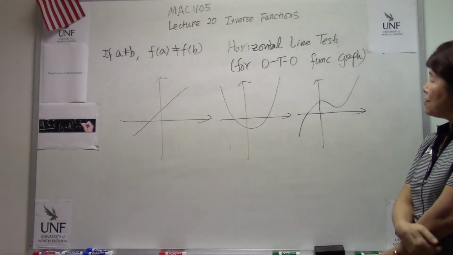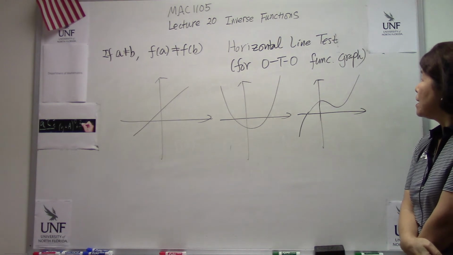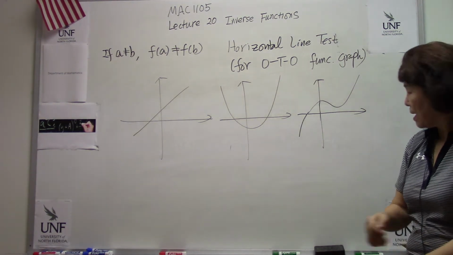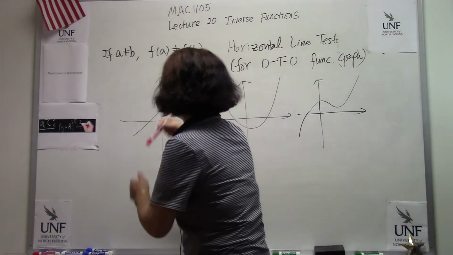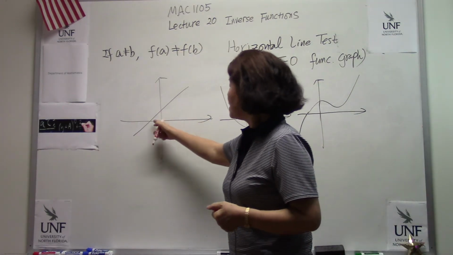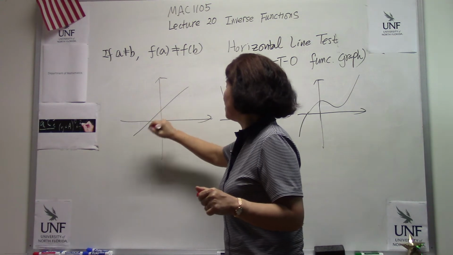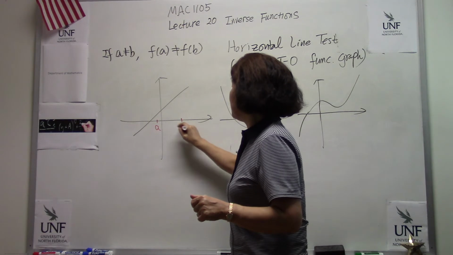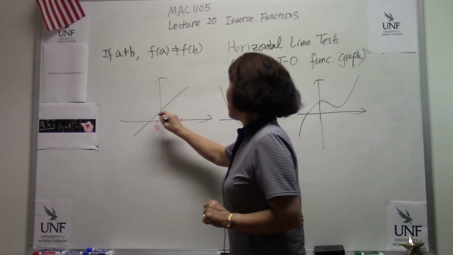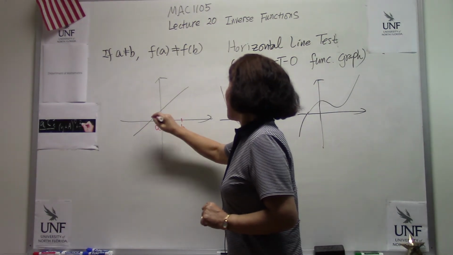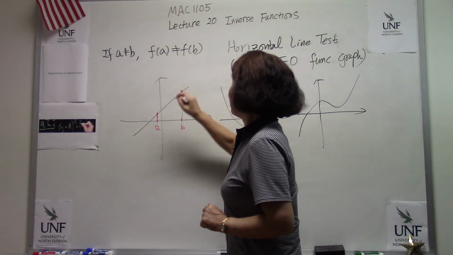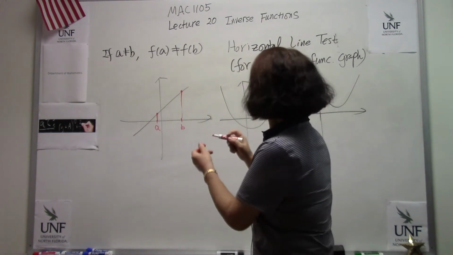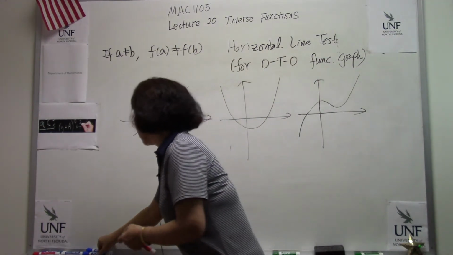Alright. There are three graphs over here. Only one graph shows one-to-one, which is the first one. Because for each different x value, or different input, I'm going to pick here and here. I'm going to say A and B, they are different, right? So when you go to the graph, this is f of A and this is f of B. They are different, okay?